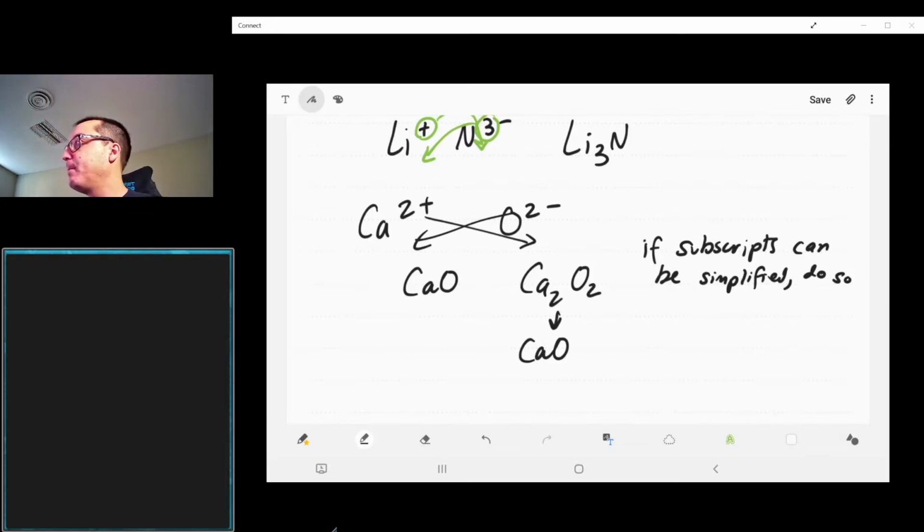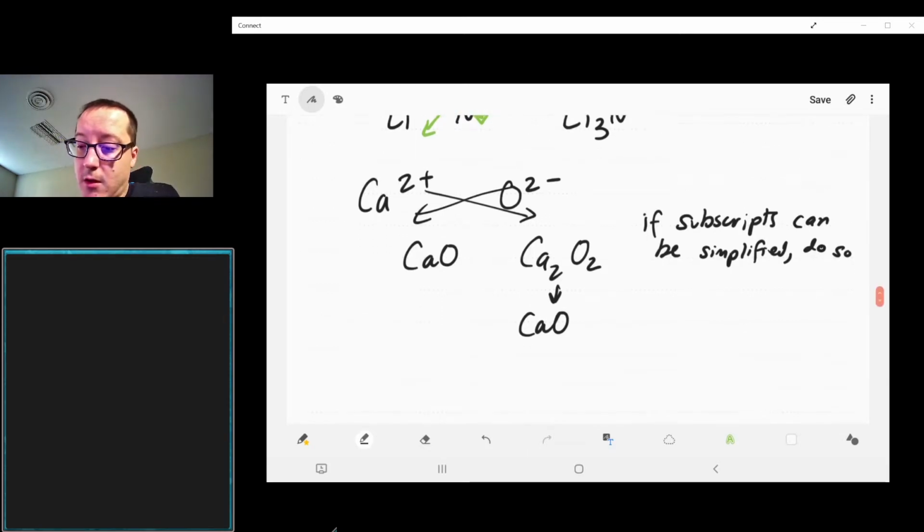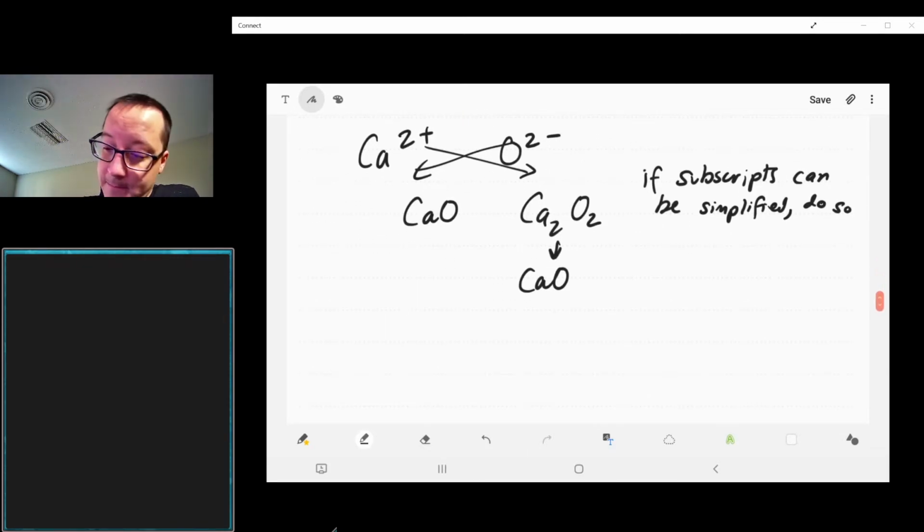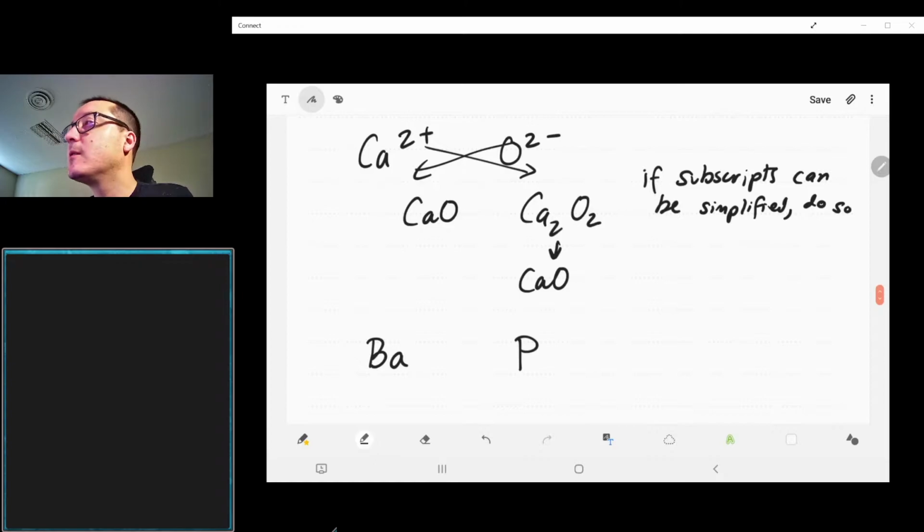All right. Any questions on that one? Okay. Let's go ahead and look at this one then. How about we do the compound between these, barium and phosphorus.